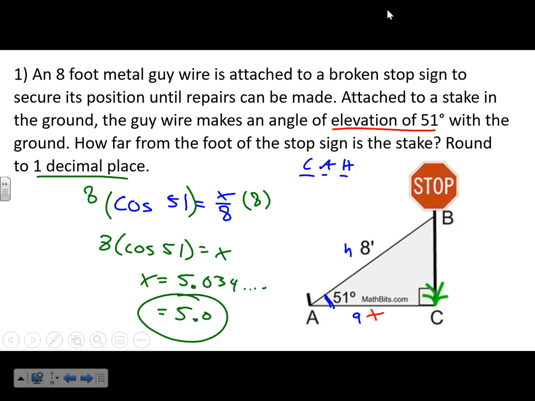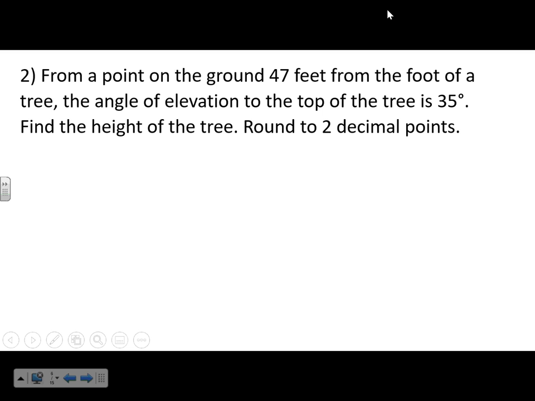Again, angle of depression isn't too bad. Now that one's kind of nice because they give you a picture, but if they don't give you a picture, you need to make one. So that's what we're going to do with this one. From a point on the ground, 47 feet from the foot of a tree, the angle of elevation to the top of the tree is 35 degrees.